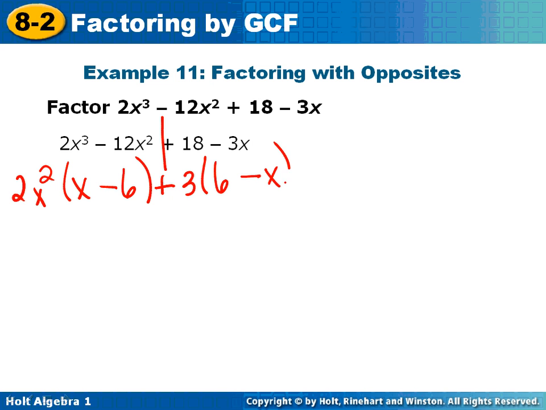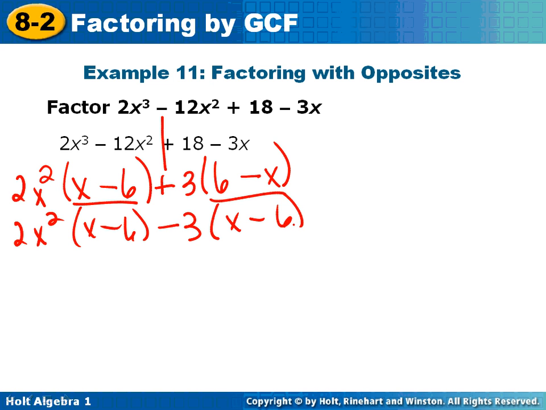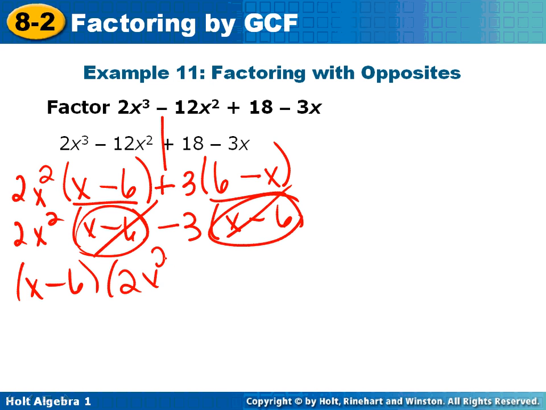Now, I can't say that these are the same because they're backwards. The only thing I can do, however, is rewrite the first one exactly as it is, change this 3 to a minus 3, and by doing that, it turns it around to x minus 6. Now they have common factors. I can write down the x minus 6 in the front, mark it off, and what I have left is 2x squared minus 3. All right, that's the end.